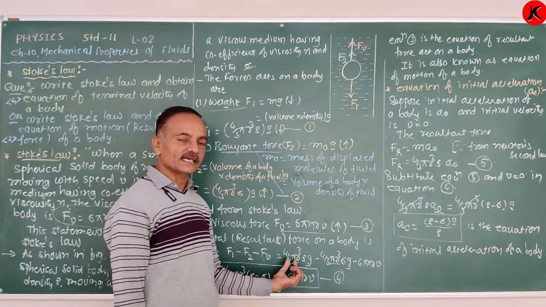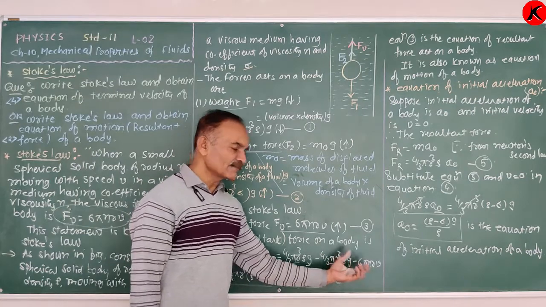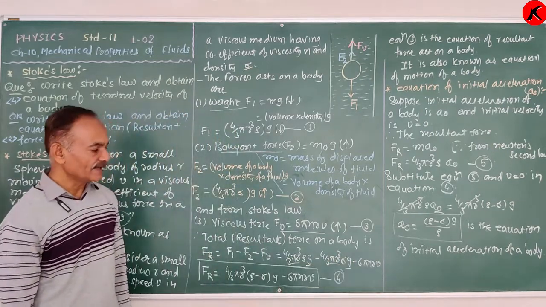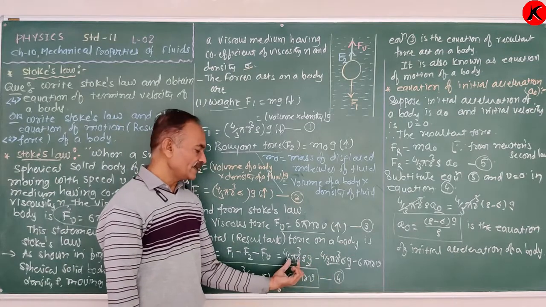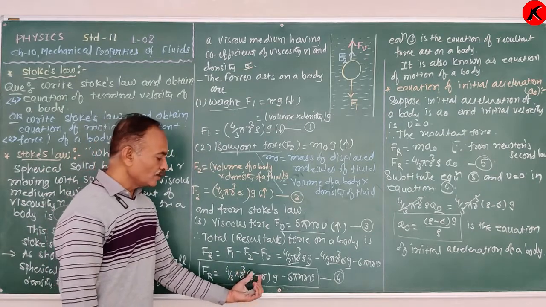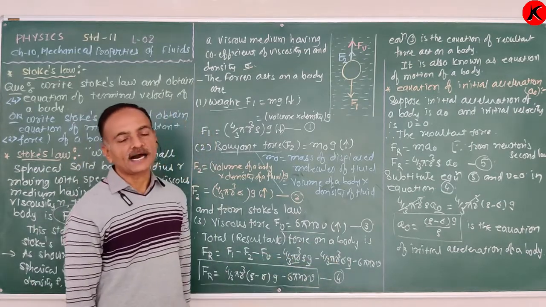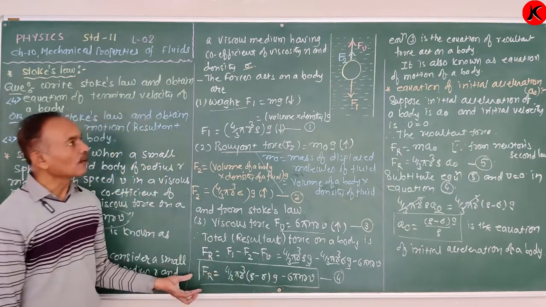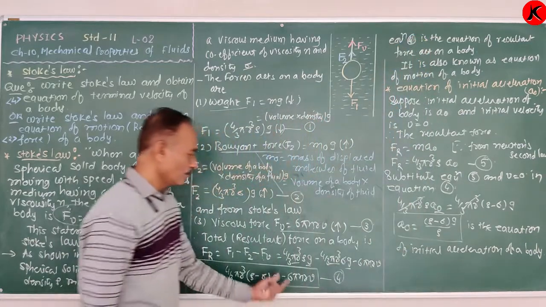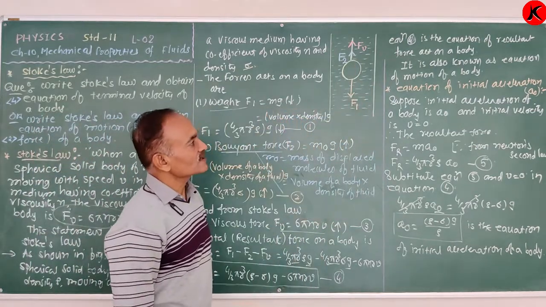So downward force is 4/3 pi r cube rho g. Upward directional force, buoyant force, is 4/3 pi r cube sigma g. And the viscous force is minus 6 pi eta r v. From the first two terms we take the common 4/3 pi r cube and g. Therefore, 4/3 pi r cube into (rho minus sigma) into g, and the last term as it is, 6 pi eta r v. So equation 4 is the resultant force acting on a body, and it is also known as the equation of motion of a body.